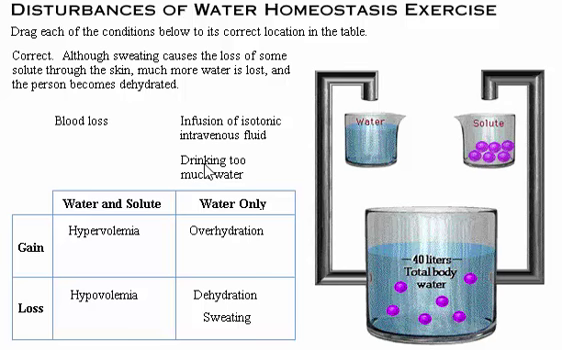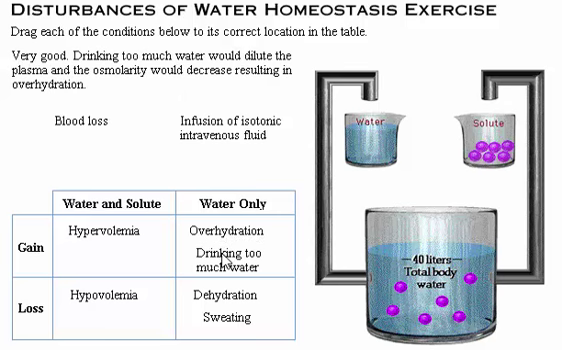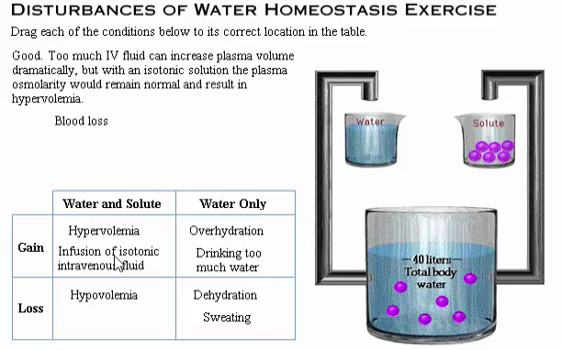Very good. Drinking too much water would dilute the plasma and the osmolarity would decrease, resulting in overhydration. Good. Too much IV fluids can increase plasma volume dramatically, but with an isotonic solution, the plasma osmolarity would remain normal and result in hypervolemia. That's right. Blood loss involves a loss of water and solutes, resulting in hypovolemia.